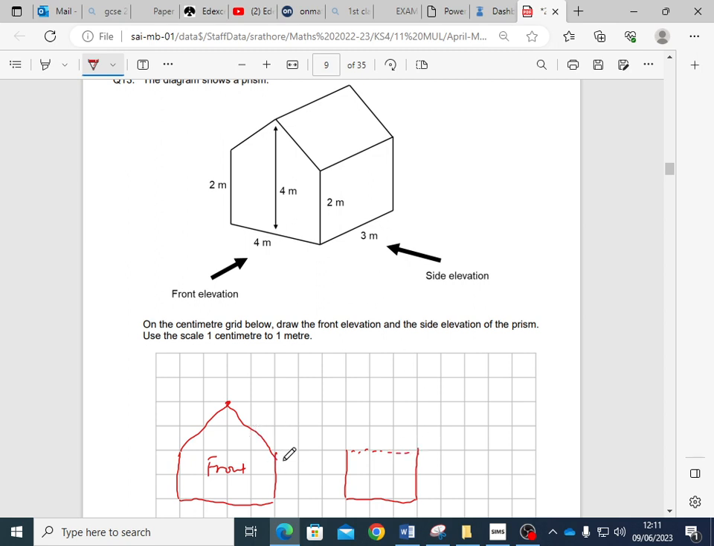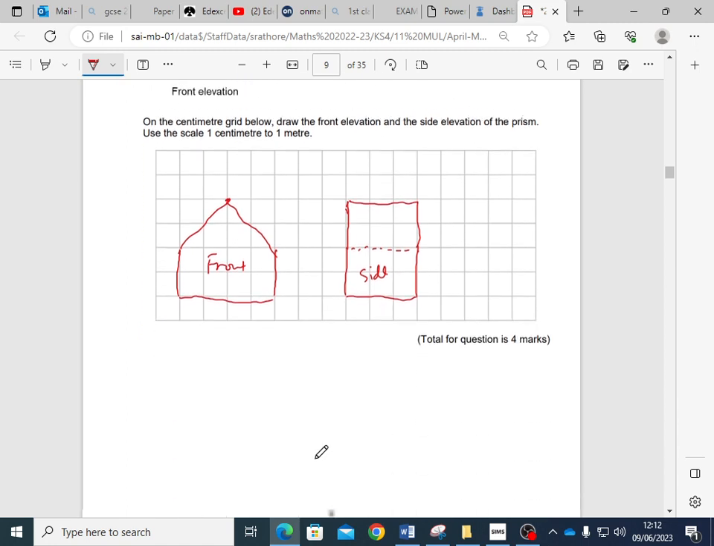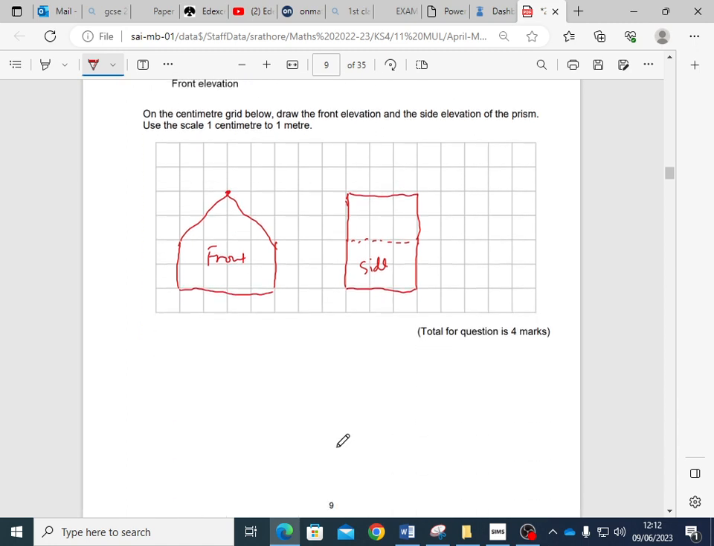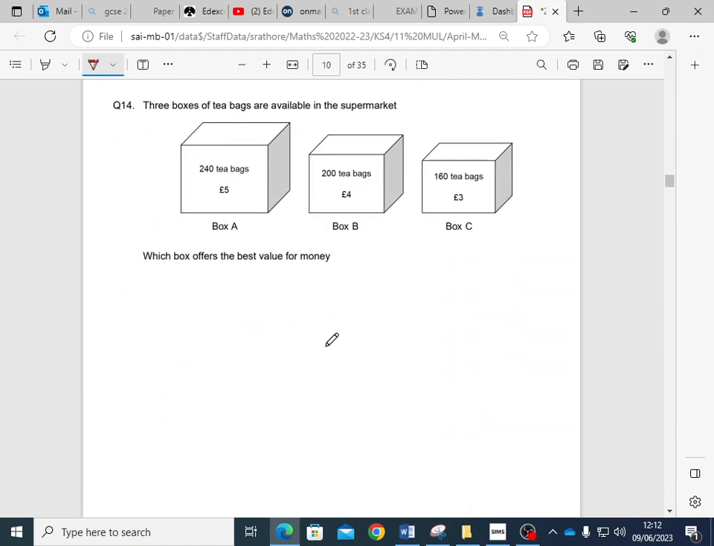But then you know that this is connecting to this side. It's going to also have 2 for the roof. So that's going to be the side elevation. Just be careful there, please. That's the front, that's the side. I just put it on to separate it, but you don't have to.